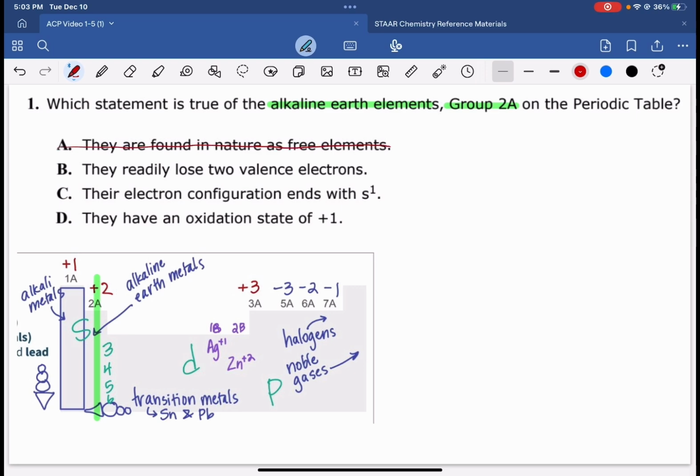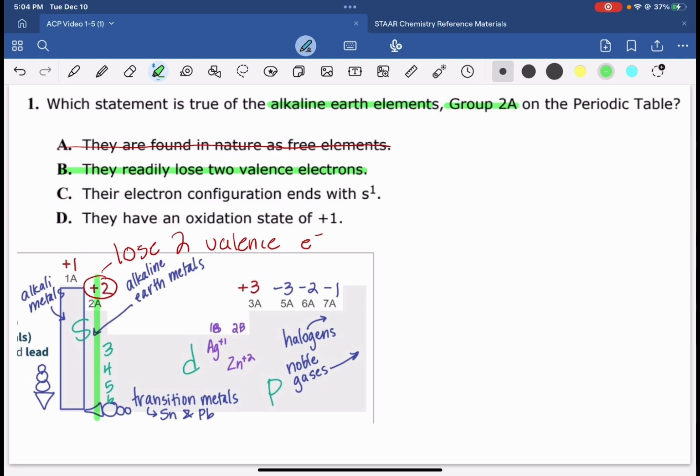B says they readily lose 2 valence electrons. Let's go ahead and look at our drawing down here of the periodic table. We see that the oxidation number for alkaline earth metals is positive 2. That does mean that they lose 2 valence electrons. Because they are metals, when they bond with other elements, they are always going to want to give away their electrons so that they can become positive cations. In this case, alkaline earth metals want to give away 2. It's easier for them to give away 2 than to gain 6 electrons, so they can satisfy that octet rule. So we can keep answer choice B. It could be right. Let's go ahead and look at C.